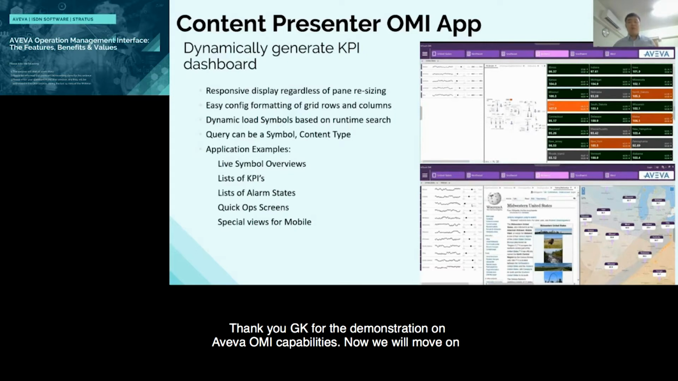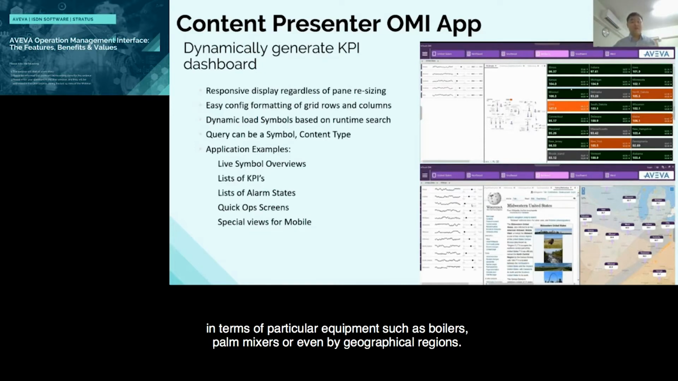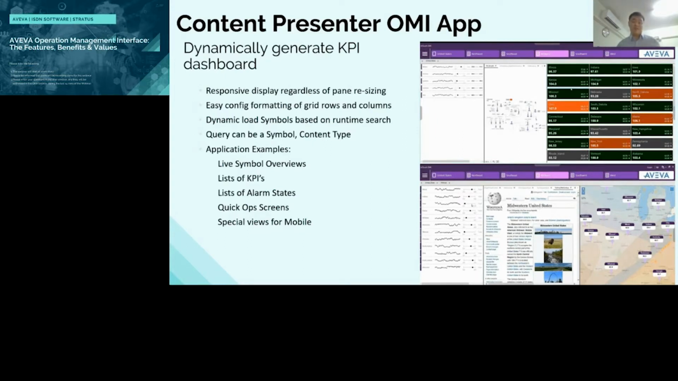Now, we will move on to a more in-depth look at how the context-driven approach is made available using Aveva OMI without the need of any scripting. Well, if you ask me, this is made possible by using the Content Presenter OMI application that will dynamically show the relevant graphical information by using a runtime search. Some examples of what you can search for are particular equipment such as boilers, pumps, mixers, or even geographical regions.